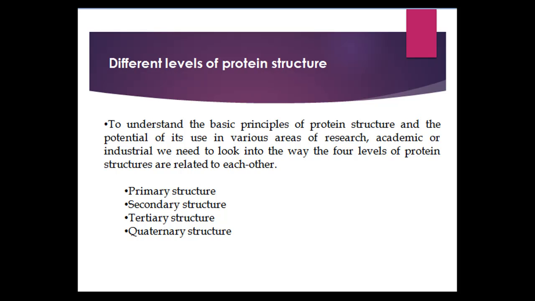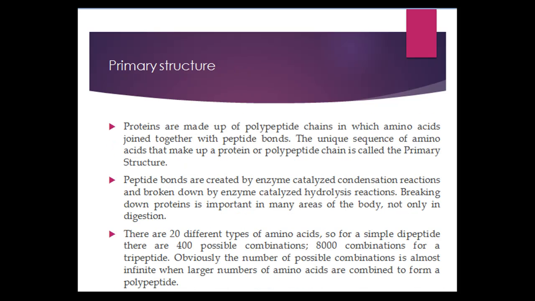The unique sequence of amino acids that make up a protein or polypeptide chain is called the primary structure. Peptide bonds are created by enzyme catalyzed condensation reactions and broken down by enzyme catalyzed hydrolysis reactions. Breaking down protein is important in many areas of the body, not only in digestion. There are 20 different types of amino acid.